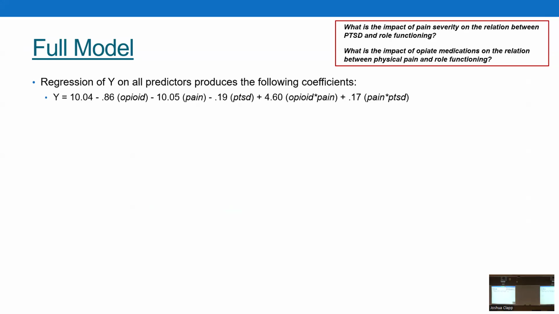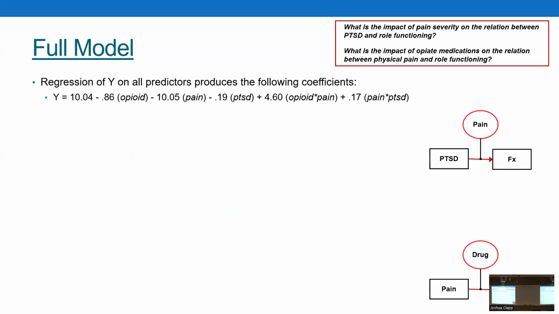And remember, we had two hypotheses regarding moderation. We were looking at the impact of pain severity on the relation between PTSD and functioning, and the impact of opiate use on the relation between pain and functioning.